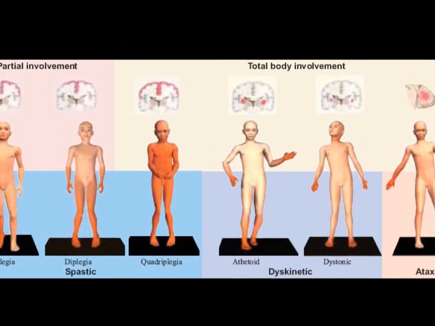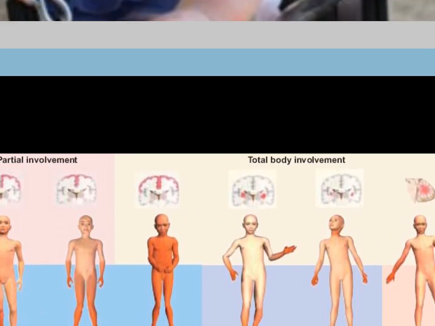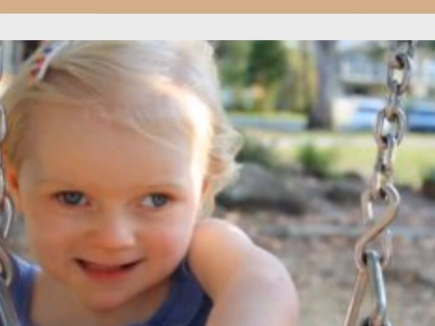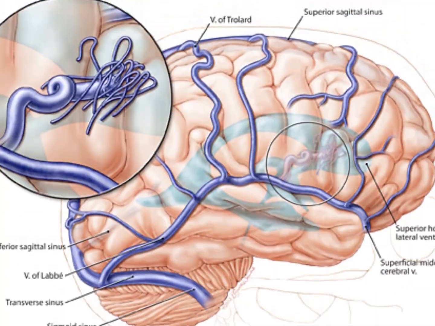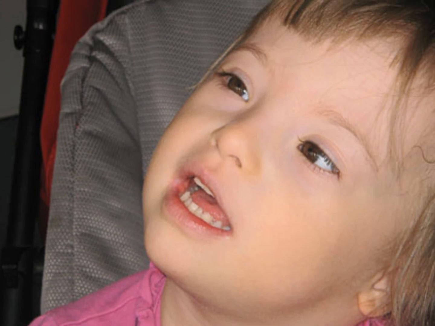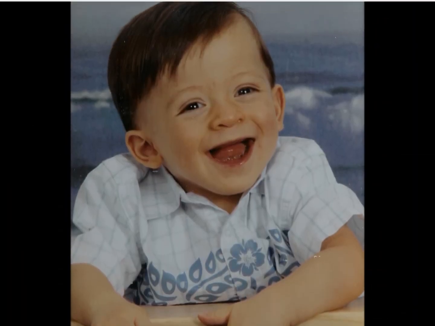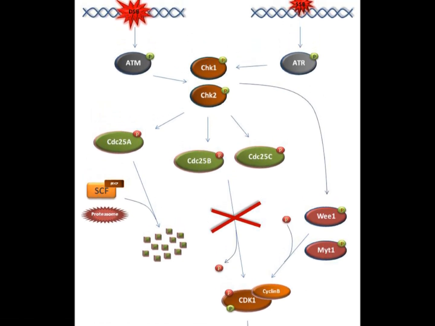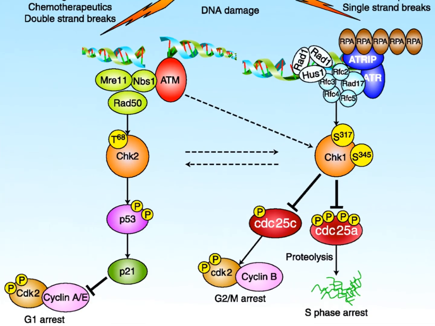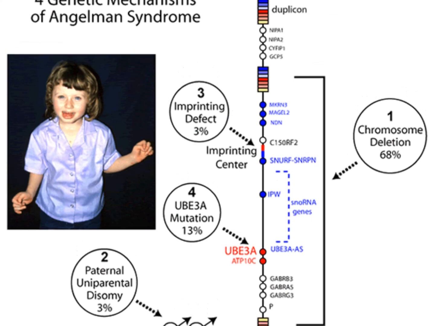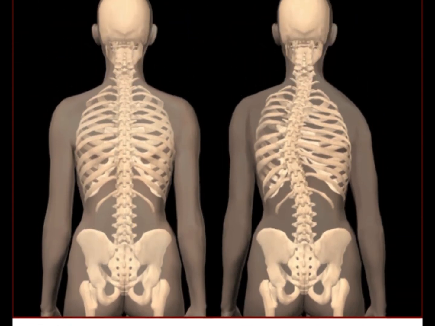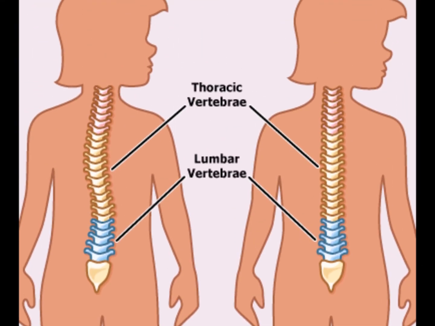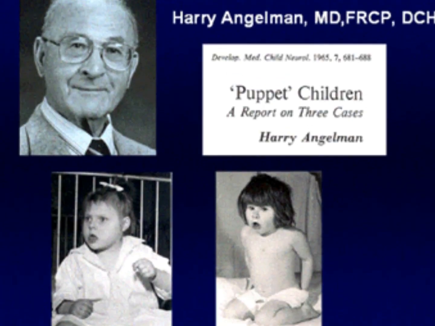They get seizures, stiff or jerky movements, a small head with flatness in the back of the head, which is called microbrachycephaly, crossing of the eyes, light pigmentation in the hair and eyes, and sleep disorders. Angelman syndrome affects an estimated 1 in 20,000 people, and Dr. Harry Angelman is the one who found and described this syndrome in 1965.